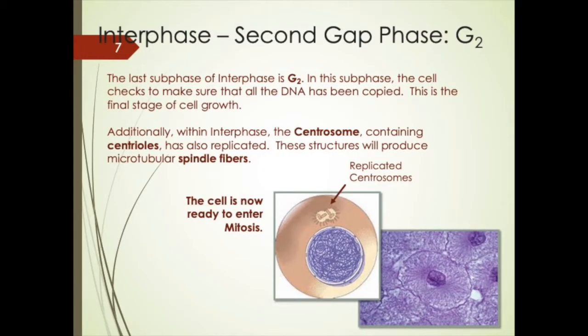The last subphase is G2. So this is the final stage of cell growth. The centrosome containing centrioles is also replicated. So you have the centrosome. This is where the spindle fibers will be produced. Right, and so the spindle fibers will go down and attach onto the centromeres.